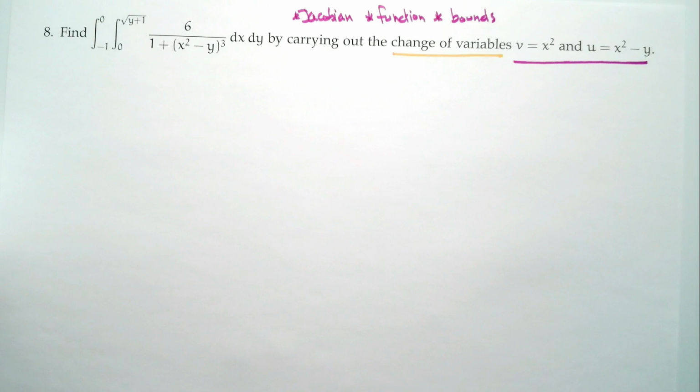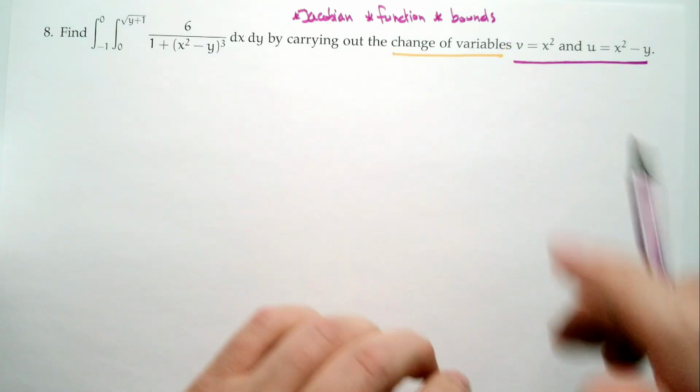I like to go in that order. Jacobian, then function, then bounds. So how does the Jacobian work? Well, the Jacobian is one of the most forgiving mathematical things that there is. And one would hope that your significant other will be just as forgiving in your relationships.